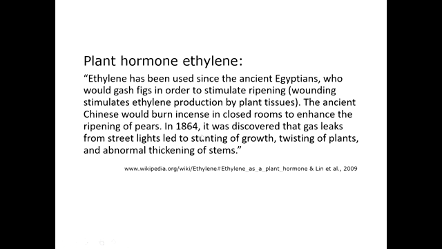In 1864, it was discovered that gas leaks from street lights, like in the streets of London, led to stunting of growth, twisting of plants, and abnormal thickening of stems. And it turned out again that those gas leaks had ethylene, and that ethylene was binding to these receptors and causing changes in the plants. So kind of neat to think about.